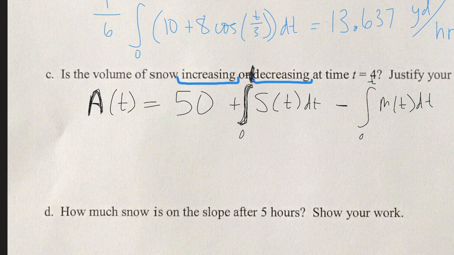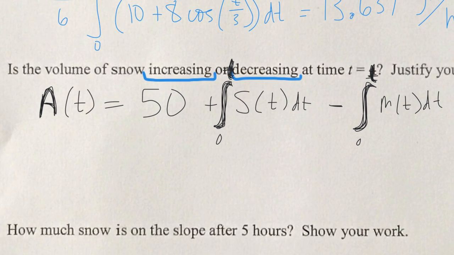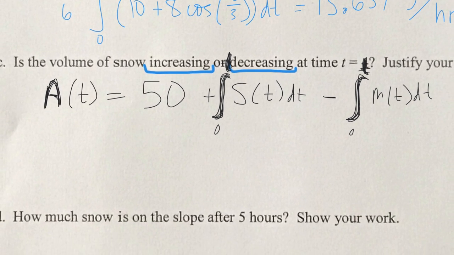That's t on top of the integral. Yes, both of these integrals have a t on top. So this is in general. Our amount in general is found by doing this integral of adding snow and the integral of subtracting snow. Okay, so let's take the derivative of this amount of snow function, A prime.